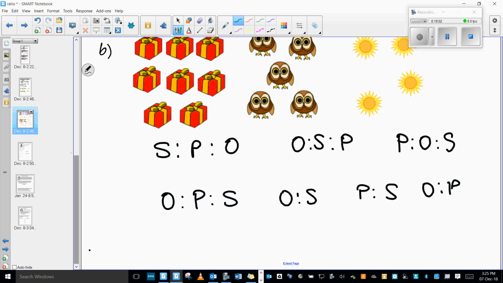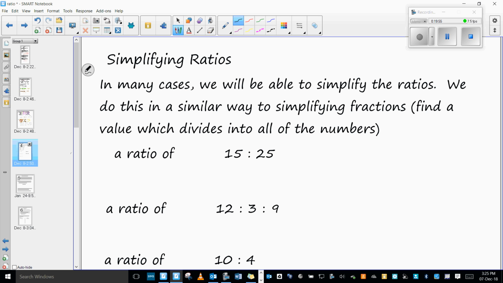Alright. So, we need to make sure we're paying attention. Now, simplifying ratios. This is super similar to simplifying fractions, okay? So as I said to you, your calculator can often help you here, okay? So that's a nice thing about simplifying ratios. So in many cases where we are able to simplify our ratios, we do this in a similar way to simplify fractions. So what we do is need to find a value that divides into all of the numbers. It's a little bit trickier when there's 3 of them, because you can't put that on the calculator. So if there's 3 numbers, you're going to have to think a little bit harder.